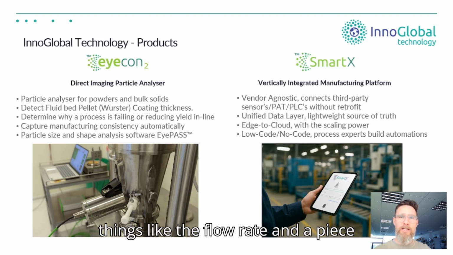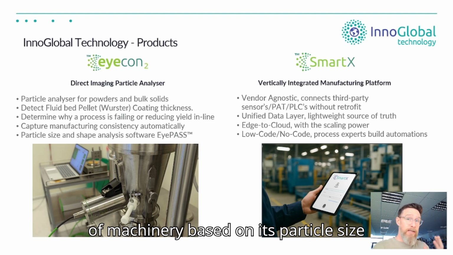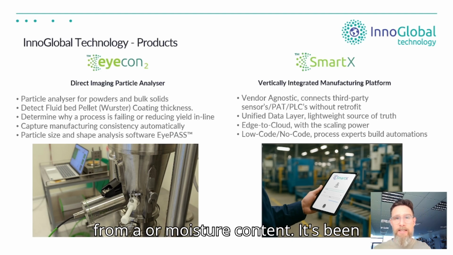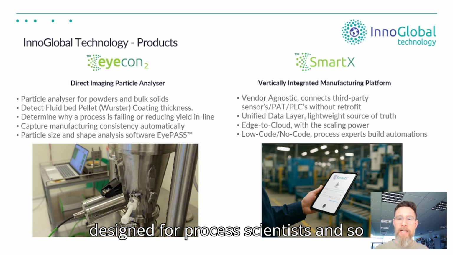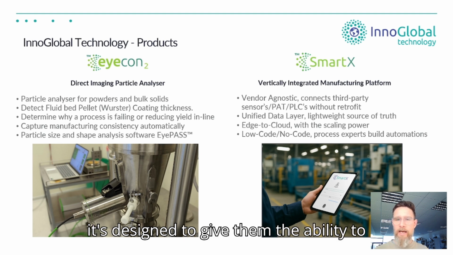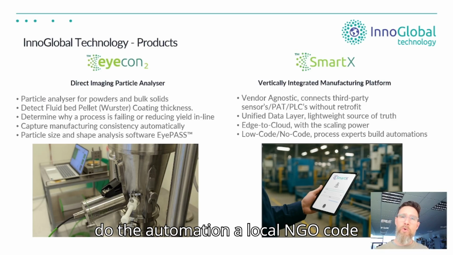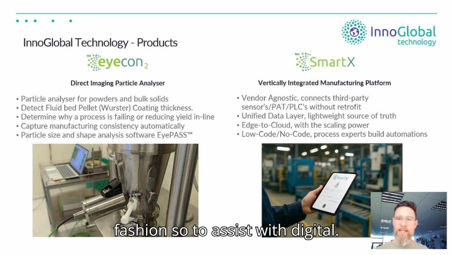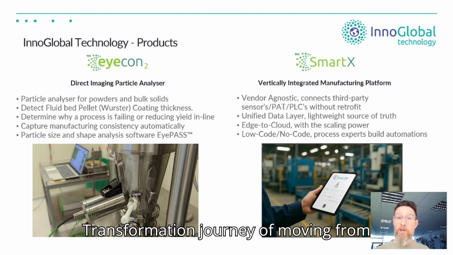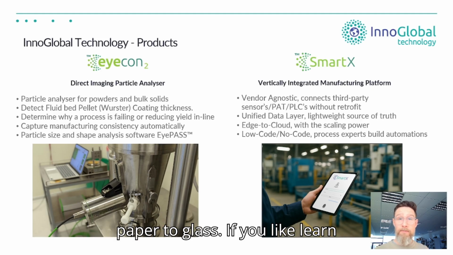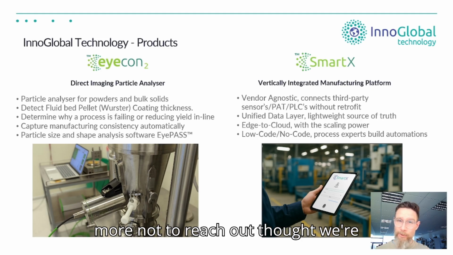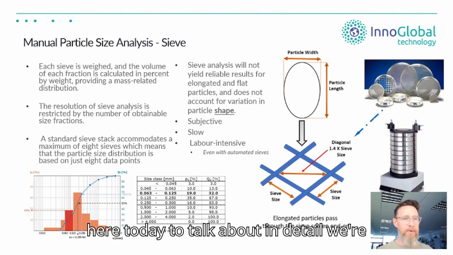So maybe changing things like the flow rate on a piece of machinery based on its particle size from a PAT or moisture content. It's been designed for process scientists, so it's designed to give them the ability to do the automations in a low-code, no-code fashion. So to assist with the digital transformation journey of moving from paper to glass. If you'd like to learn more on that though, reach out. That's not what we're here today to talk about in detail.